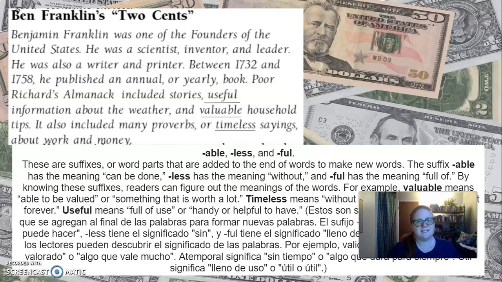By knowing these suffixes, readers can figure out the meanings of the words. For example, valuable means able to be valued. So anything that has that able at the end, you could put it back at the beginning to kind of make sense of what the word might mean. Or something that's worth a lot. Timeless means without time or something that lasts forever. Useful means full of use or handy or helpful to have.